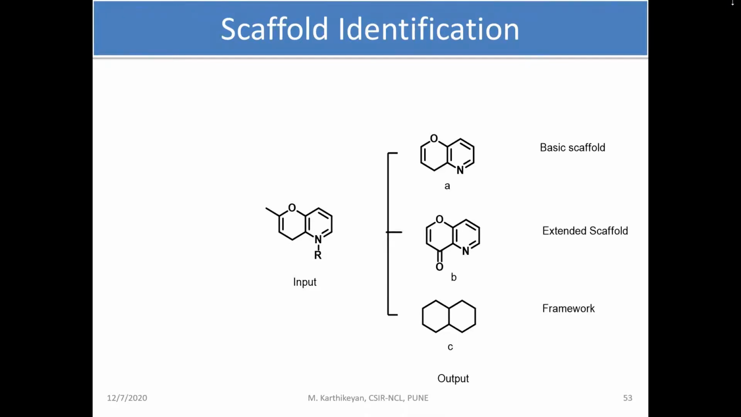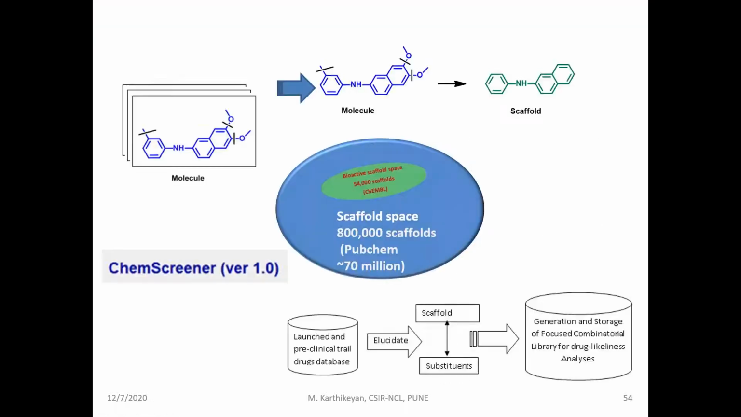Then the computer software or algorithms which we developed are able to recognize the molecular scaffold, the ring-containing compounds, and then it can be classified into three types: basic scaffold, extended scaffold, and framework. Why? Because from this scaffold you will be able to build the virtual library of novel molecules.